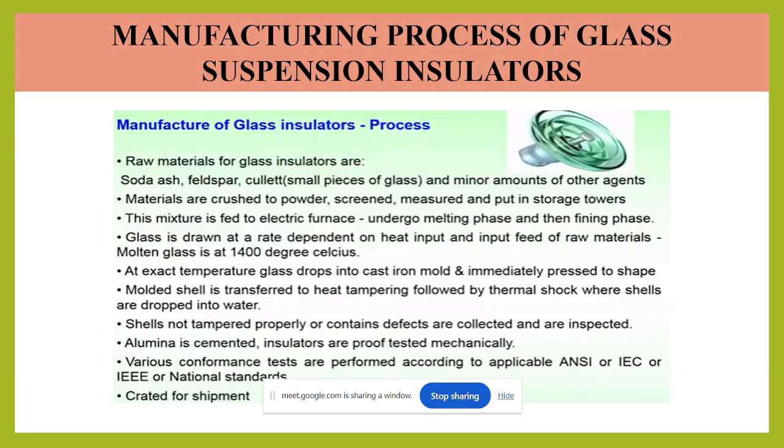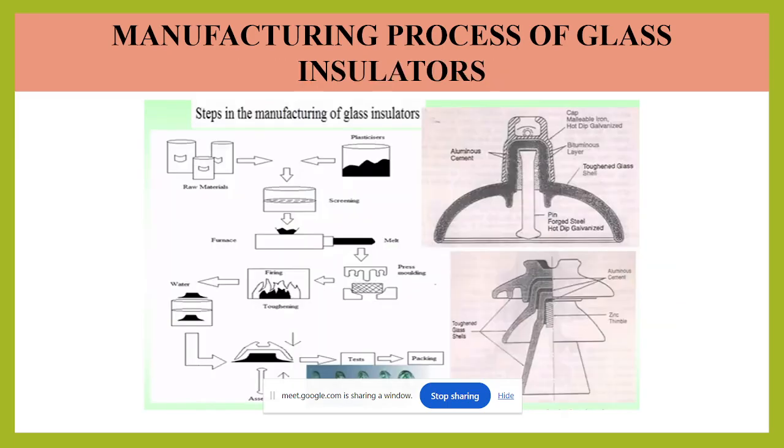So this is the process of manufacturing glass insulators. After that, we see the steps of manufacturing the glass. Here you can see we take the raw materials, then screening, then we send it to the furnace for firing, then melt it, and we mold it into the glass shape by use of plaster of Paris, and then we dewater it, perform the test, and do the final packaging.